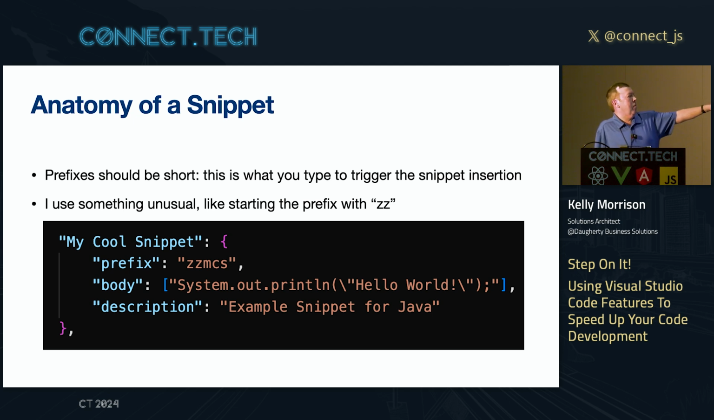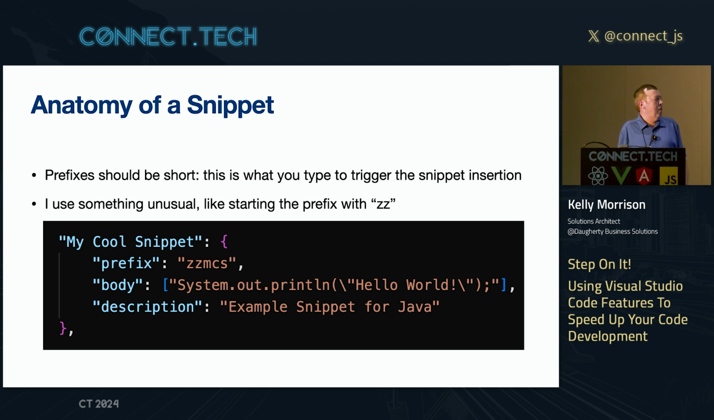Here's what a snippet looks like. They're actually pretty short. The first part is a name. It's basically just a little piece of JSON. Where you have my cool snippet, when you start typing in the editor, it'll show that name, so it'll let you know basically what you're trying to paste. The prefix is what you actually type. The body is a list of text that gets pasted in. And then the description is just a more extended description of what you're talking about.